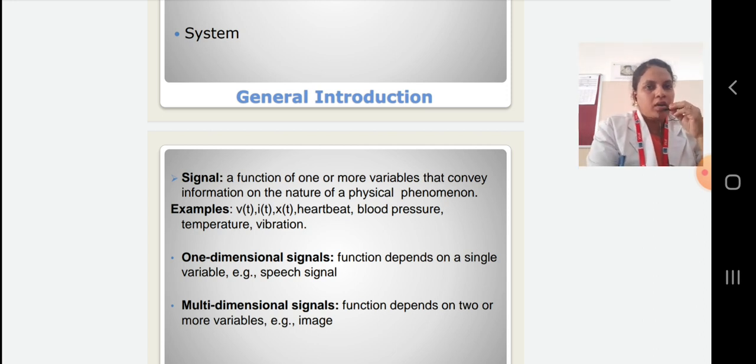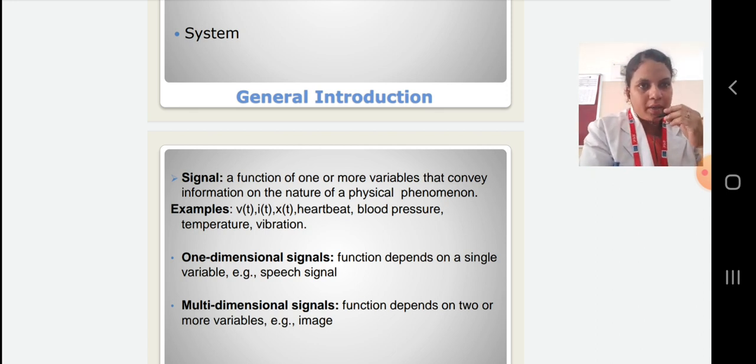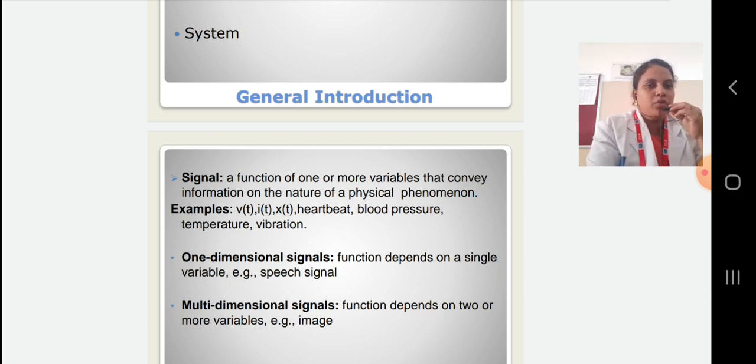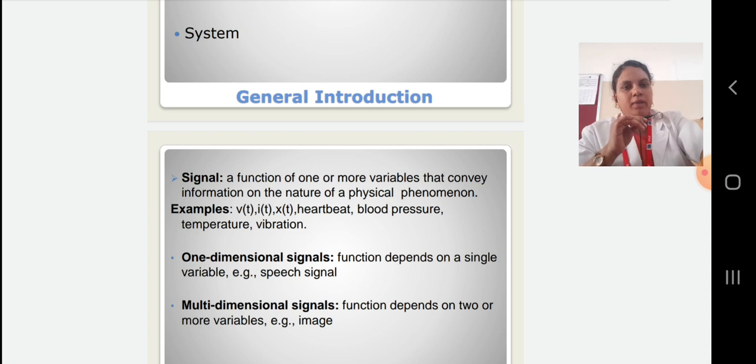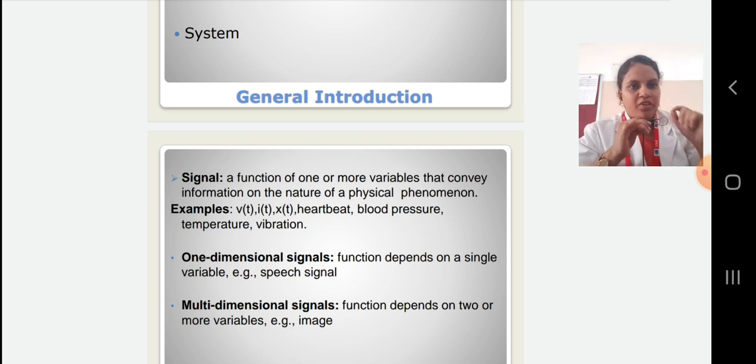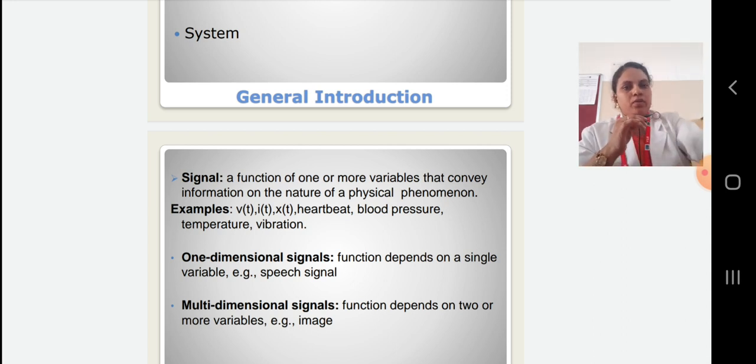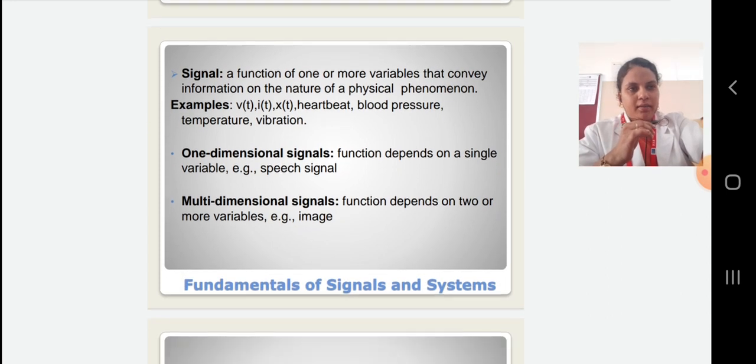And what are the dimensions of a signal? One dimensional, two dimensional or multi-dimensional. What is a one dimensional signal? A signal whose function depends on a single variable is a one dimensional signal. An example of a one dimensional signal is a speech signal. What is a multidimensional signal? A function that depends on two or more variables. An example of a multidimensional signal is an image signal.